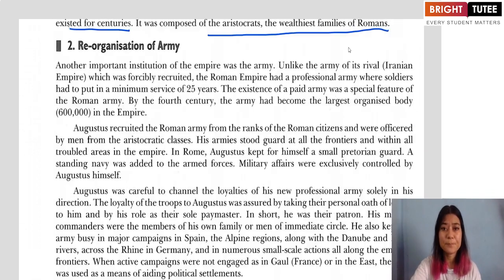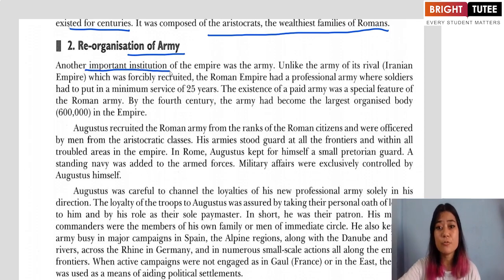Now, one of the things that Octavian or Augustus did was reorganize the army. The army was an important institution of the empire. Unlike the army of its rival, the Iranian Empire, the enemy of the Roman Empire, where the soldiers were forcibly recruited, in the Roman Empire the armies were professional soldiers. They were put to a minimum service of 25 years. So once they were recruited, they were allowed to serve for a minimum of 25 years. They were not just chucked out anytime.